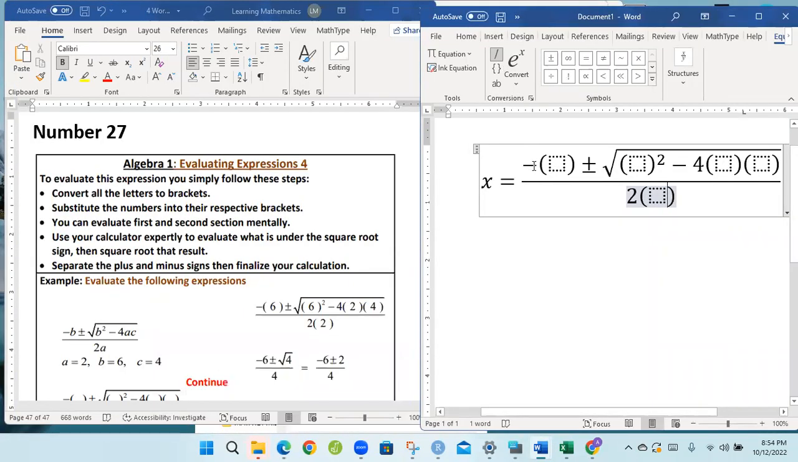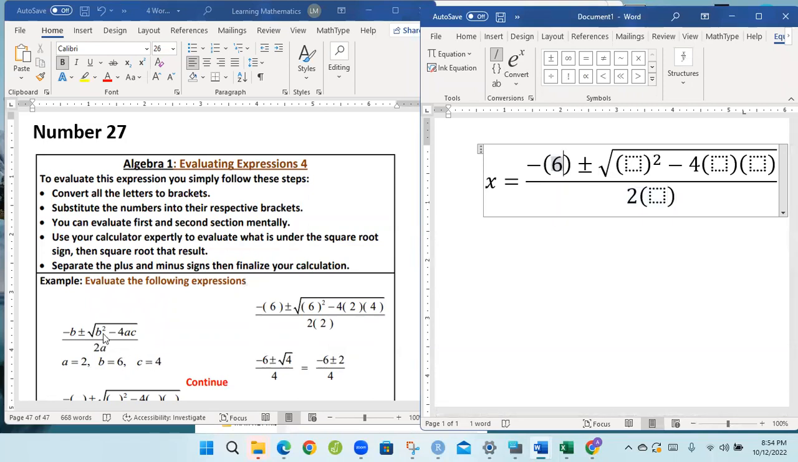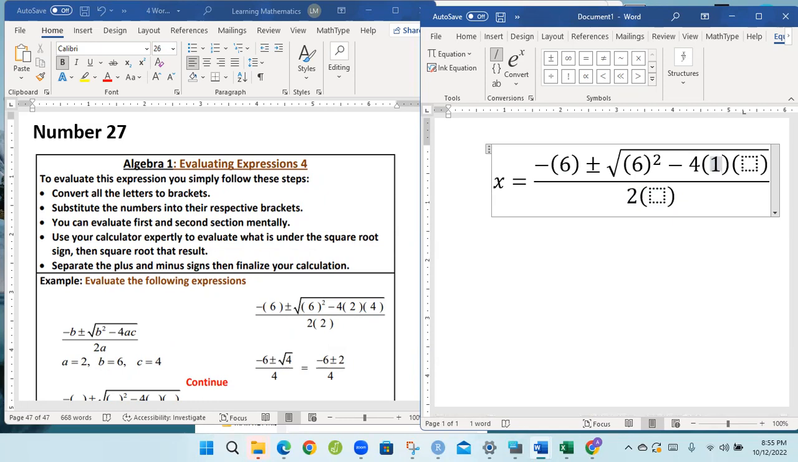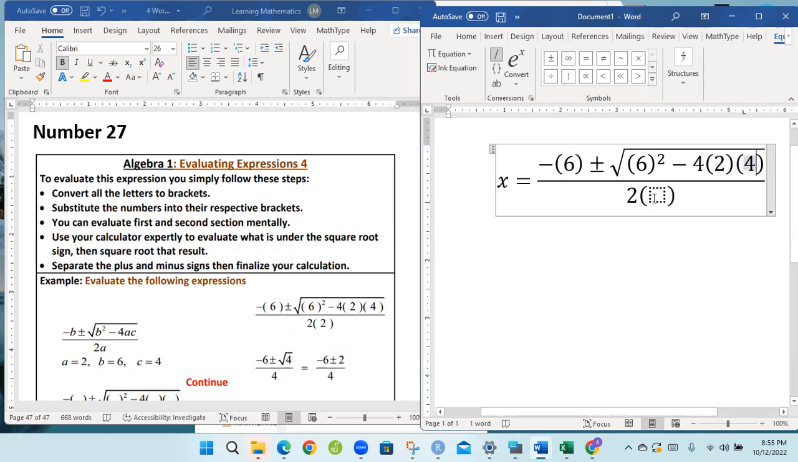the formula comes with a negative sign in front of b. b is 6, so we put 6 right there. b appears twice in this formula, here and here. So let's put b here also, which is 6. Now a times c, the formula comes with a negative 4. A comes here, a is 2, and c is 4. And 2 times a, 2 times 2, and c is 4.